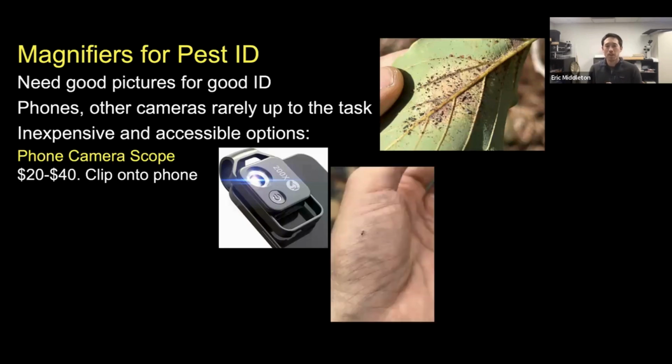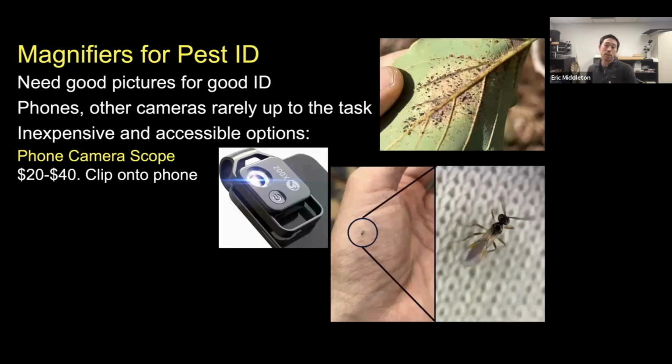So as an example, here is an insect that I found on my hand. This is as close as my phone can get. Obviously, it's going to be very, very difficult to ID this, but then when I took a picture using the phone camera scope pictured here, this is what you can see. And you can see, oh, this is actually a parasitoid wasp and something that could be beneficial for helping me with my aphid problem. So it actually has quite good magnification. You can take quite good videos or pictures with this.